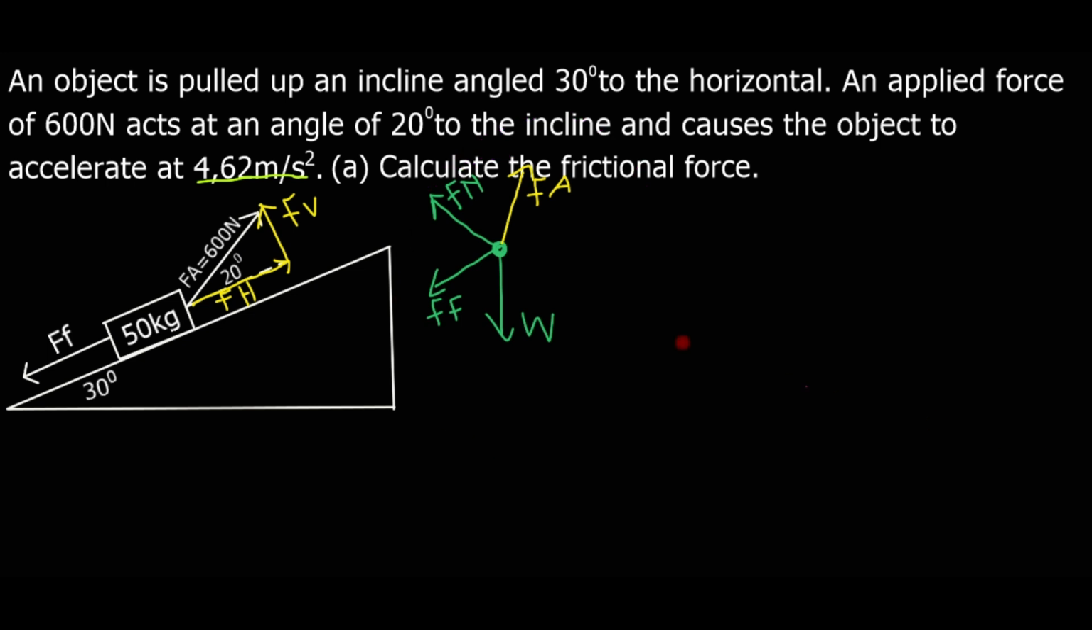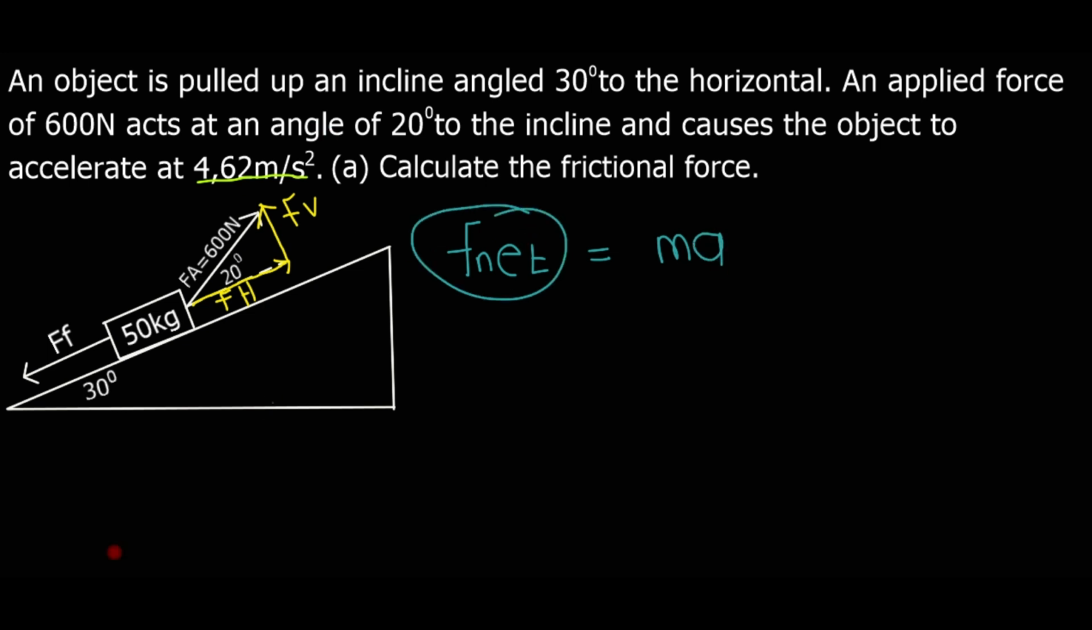But also include FG parallel. This is because this object is moving up the incline. In this question, we calculate the frictional force. We will not use the formula for the coefficient of friction, because the statement asks for the coefficient of friction. We will use the Fnet formula. Fnet is equal to MA. Fnet is the sum of all forces.